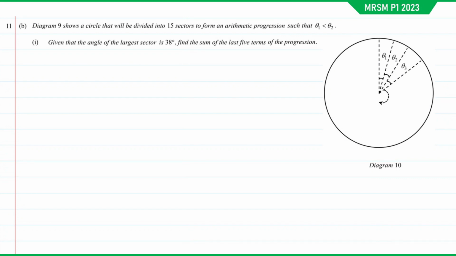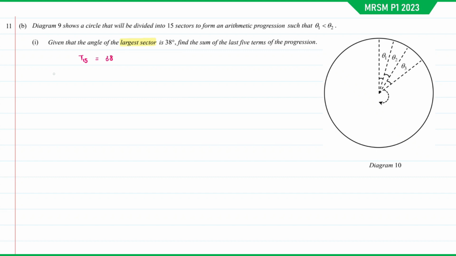Question 11b. Diagram 9 shows a circle that will be divided into 15 sectors to form an arithmetic progression such that theta 1 is less than theta 2. 1. Given that the angle of the largest sector is 38 degrees, find the sum of the last 5 terms of the progression. Here the largest sector refers to the last term, which is the 15th term. Therefore, T15 is equal to 38.